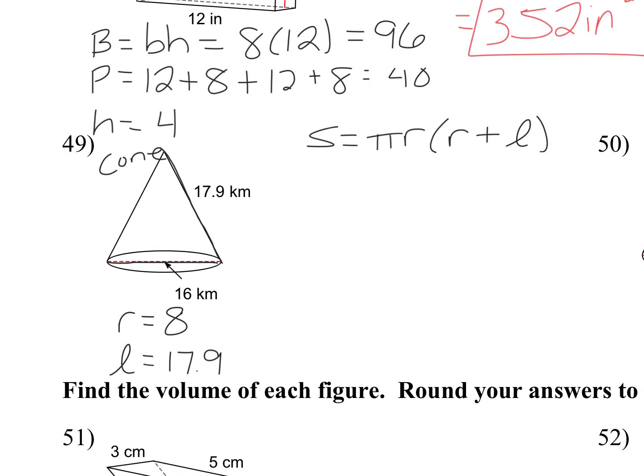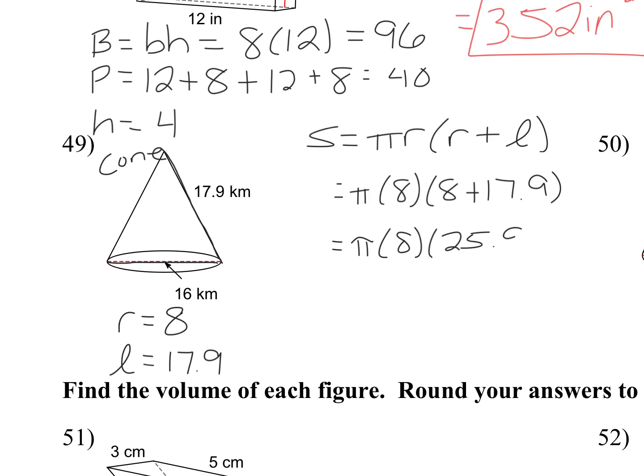So plug those values in, we get pi times 8 plus 17.9. What needs to happen first? The addition. Yep. So we get 25.9 there. Now you can multiply all those in your calculator. What do you get? Yep, 650.9. What's the label? Yes.